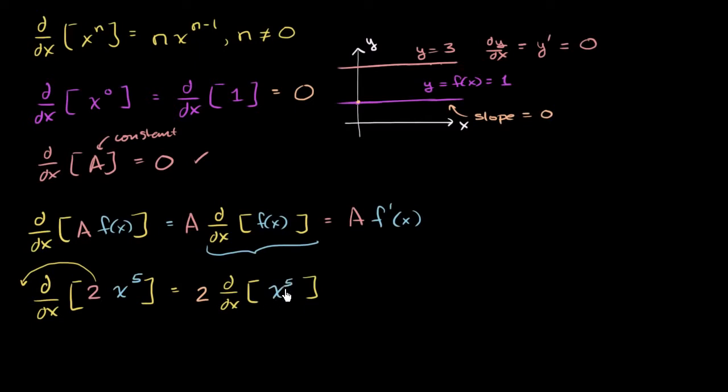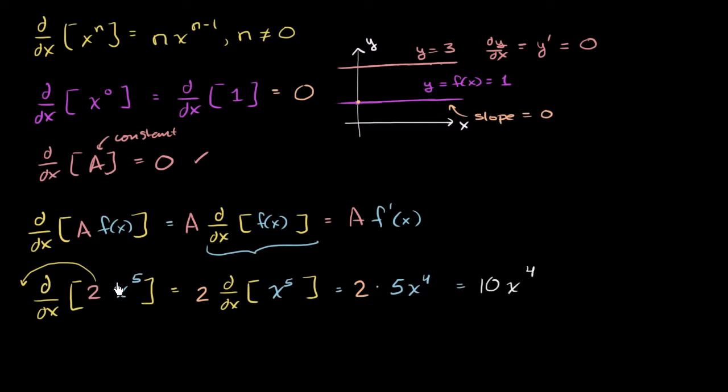And we know how to do that using the power rule. This is going to be equal to 2 times, let me write that, I want to keep it consistent with the colors. This is going to be 2 times the derivative of x to the 5th. Well, the power rule tells us n is 5. It's going to be 5x to the 5 minus 1, or 5x to the 4th power. So it's going to be 2 times 5x to the 4th power, which is 10x to the 4th.